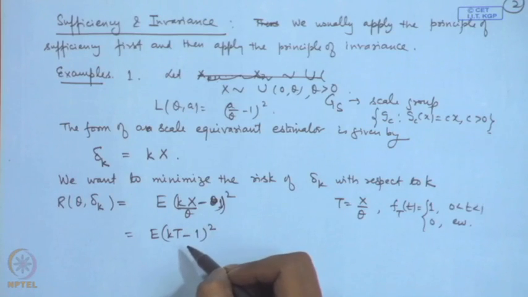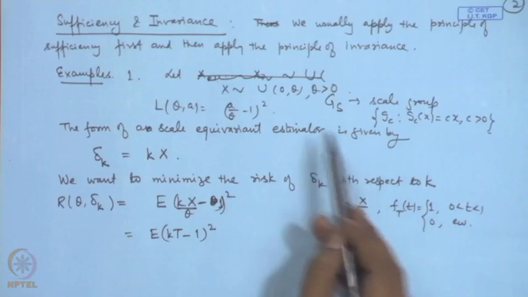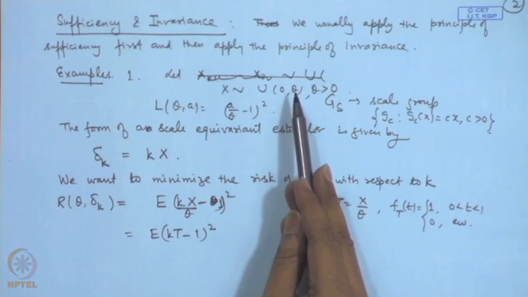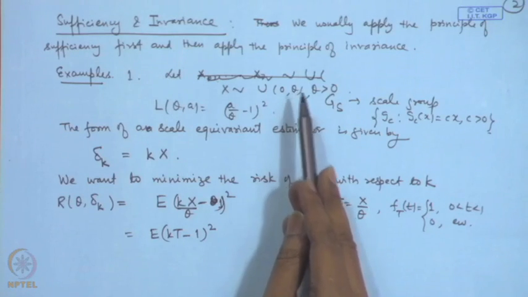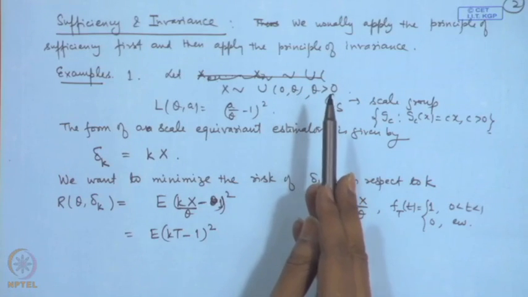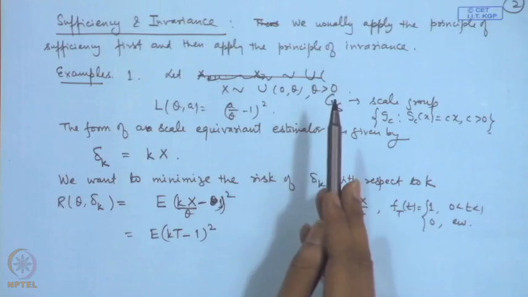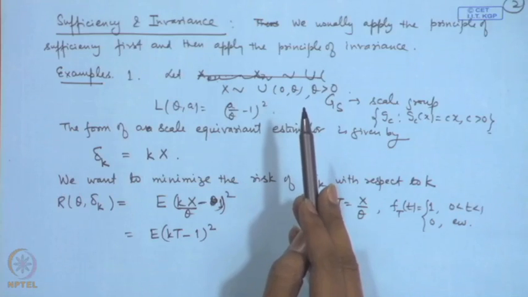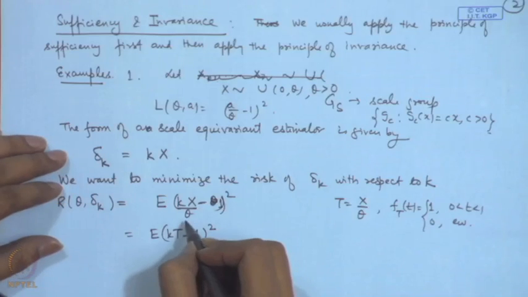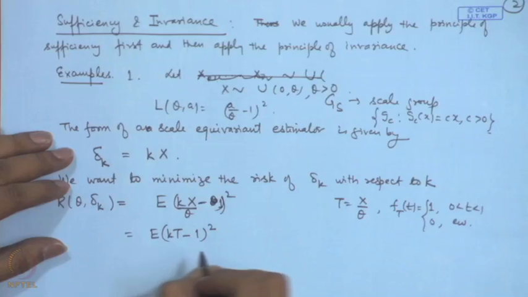Now, this is true, because this scale group of transformations is a transitive group, because if I consider any 2 points theta 1 and theta 2 on the positive real line, then they can be reached from the other one. For example, I take theta 1 is equal to 2 and theta 2 is equal to 3. Then if I choose c is equal to 3 by 2, then 3 by 2 times 2 is equal to 3. That means, there exists a transformation, so that I can reach theta 2 from theta 1. Therefore, the risk function will be constant, and therefore, we can find out the best choice here.